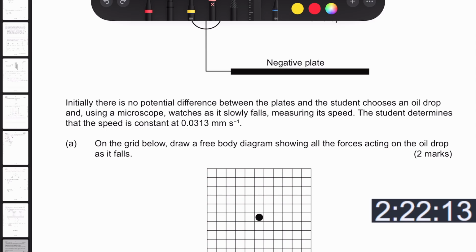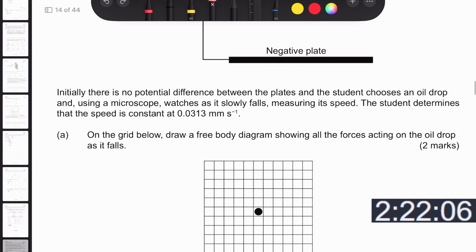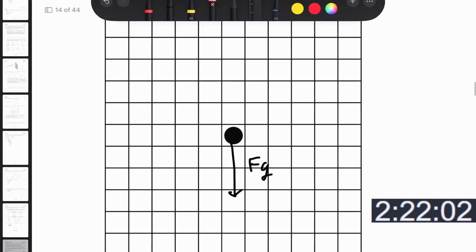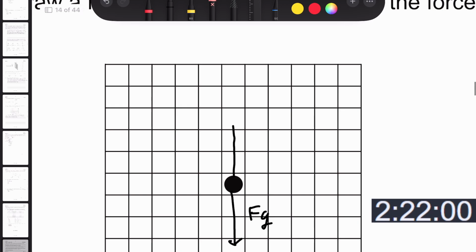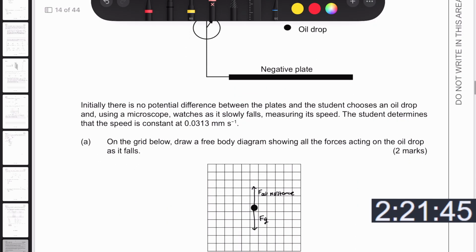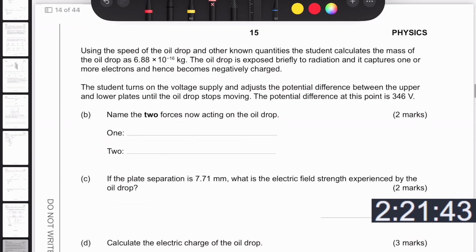Okay, so there's no potential difference, and it falls. The speed is constant, that means there's no acceleration, so I'll say that there is a force of gravity along with a force of air resistance, because we're not in an evacuated chamber or anything. It will be roughly equal, so yeah.